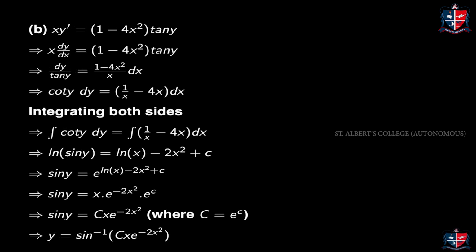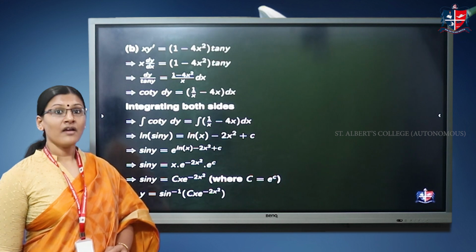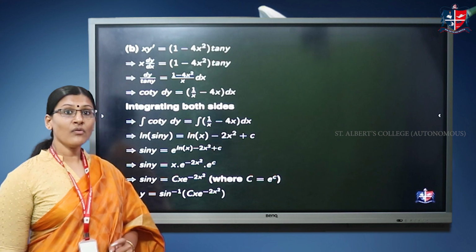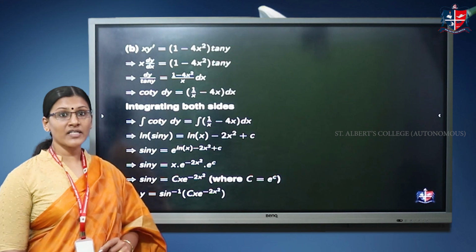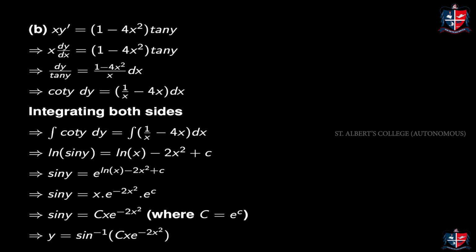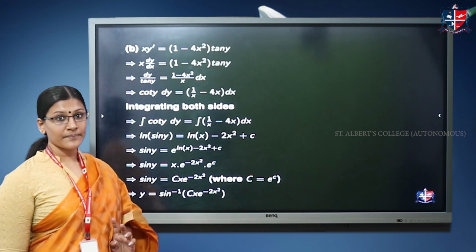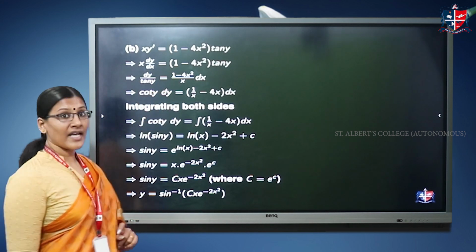Now, we will see another problem. The question is x y dash equal to 1 minus 4x square tan y. First of all, we will write y dash as dy by dx. Now, we will try to separate the variables. That is, we will bring all terms in y to one side of the equal sign and all the terms in x to the other side. For that, we will take x and this dx to the right hand side and tan y to the left hand side. So, we get dy by tan y equal to 1 minus 4x square by x dx.